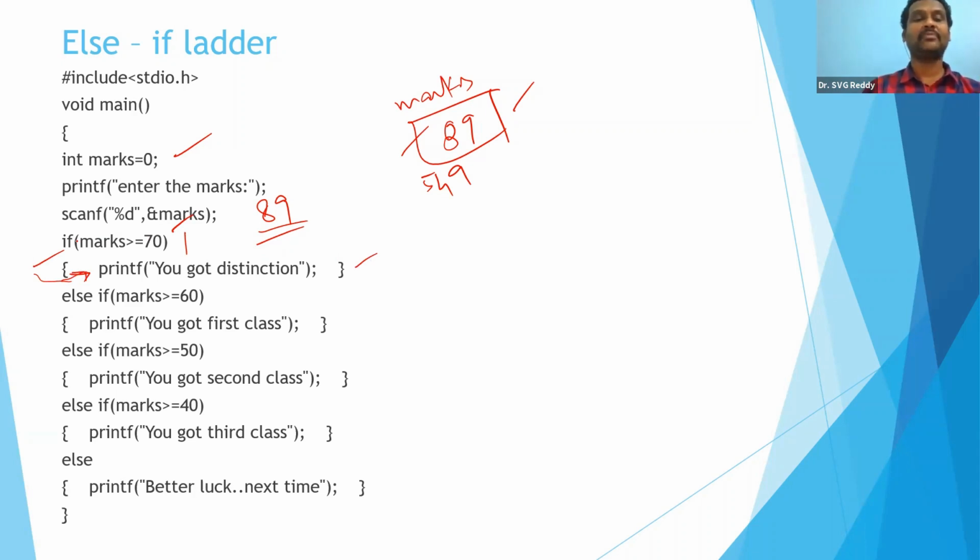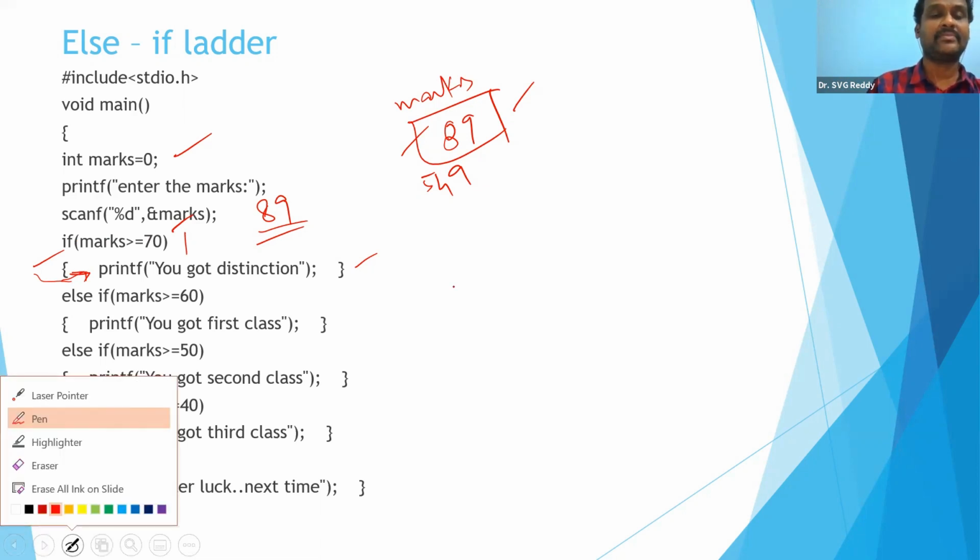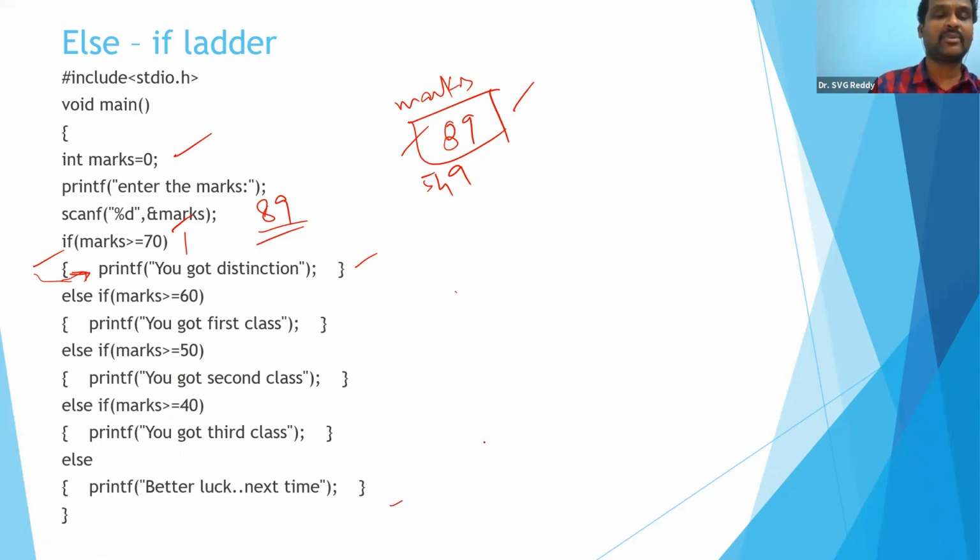Not else. Okay, so the true block is printf: you got distinction. And as it is true, it will not go to any else block there. Simply, it will exit out of the program. It prints "you got distinction" and just comes out of it. That's all. It's not false, so it does not go to the else block. Okay, so now, one more thing.